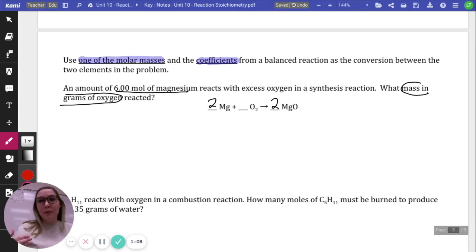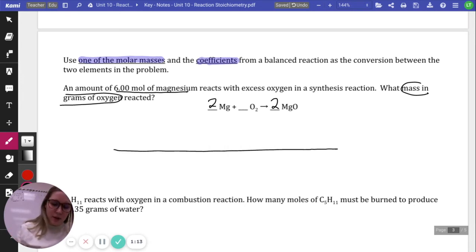All right, now that we're balanced, we're going to start. Step 1, we're going to take what's given. In this case, we were given 6.00 moles of magnesium. Step 2, convert to moles. We're already in moles, so we're good to go. Then step 3 is our mole to mole ratio. Do I want moles of magnesium? No, it's not what I'm looking for. I want to be in oxygen. So I'm going to drop moles of magnesium down low.